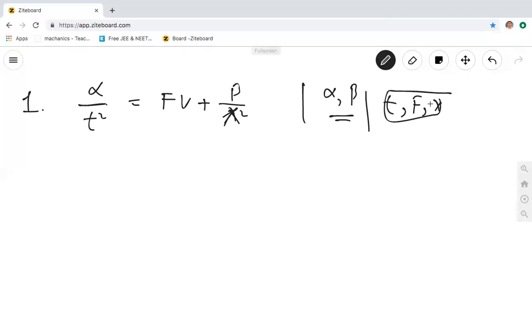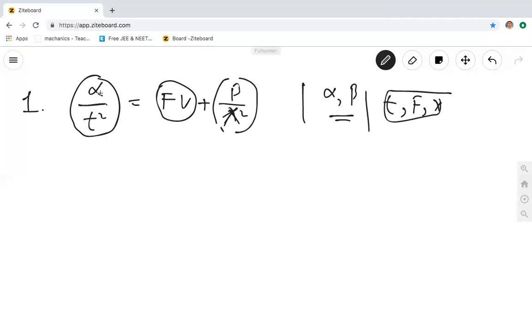So how to do it? Look at this. From the similarity and uniformity of these dimensions, the homogeneity, the dimension of this should be the same as this. Yes, sir. Beta by x square. All these must have the same dimensions.